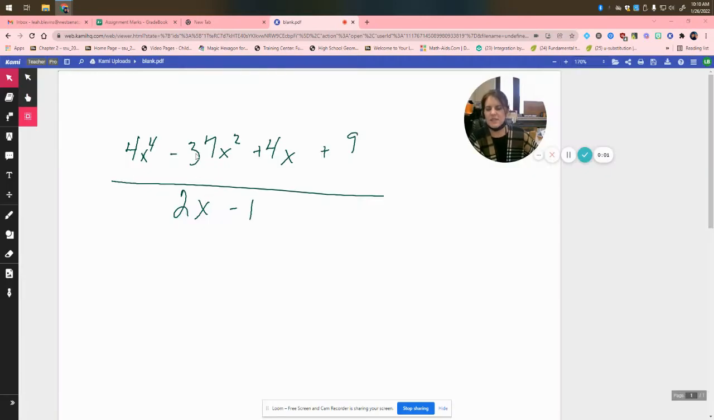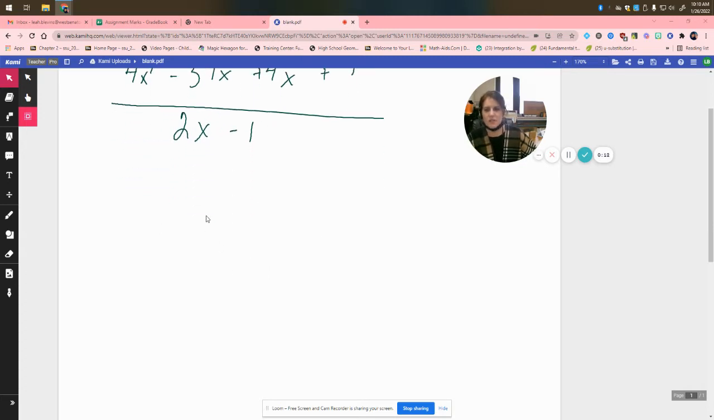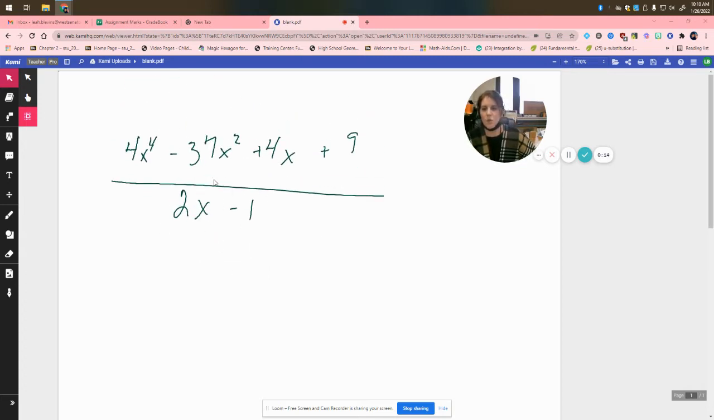Hey guys, I want to do a quick example with synthetic division on a problem where the leading coefficient is not 1. In the previous problems, we've had a leading coefficient of 1, and so we just immediately set it up in the synthetic division box and went to town with it. Well, that does not work with this.